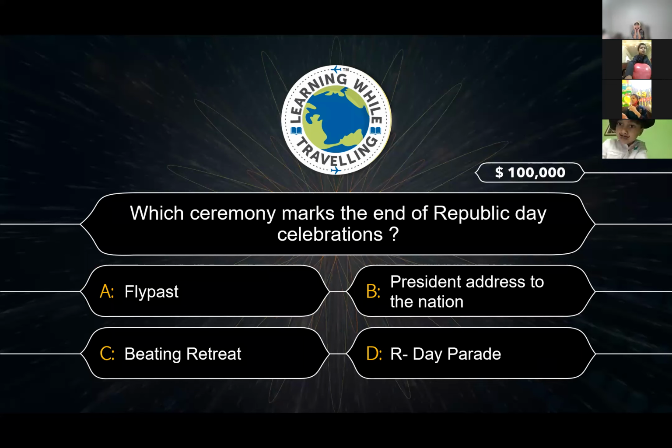Akanshit B, Arush B, Vivid B, Arav Aryan B, Arav C, Katlina B, Lakshita B, Usru Ayushi C. Let's see whose answer is correct. Lock the correct option. It's the Beating Retreat. It's the correct answer.